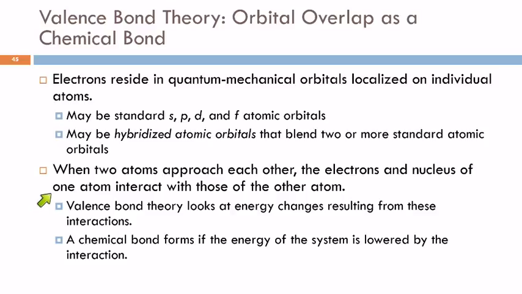So when we have two atoms approaching each other, the electrons and the nucleus of one atom interact with the electrons and the nucleus of the other atom. There are repulsions between the nuclei, and attractions between the electrons of one atom and the nucleus of the other atom. Valence bond theory looks at the energy changes resulting from those interactions. A chemical bond will form if the energy of the system is lowered by the interaction. If the interaction raises the energy of the system, you're not going to have a bond. It's only going to come together and form a bond if that lowers the energy. That makes it more stable.